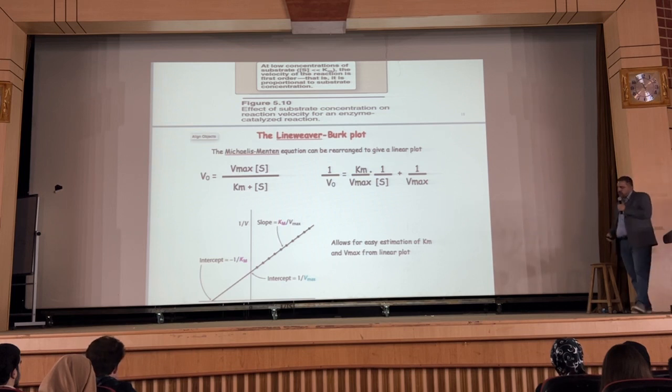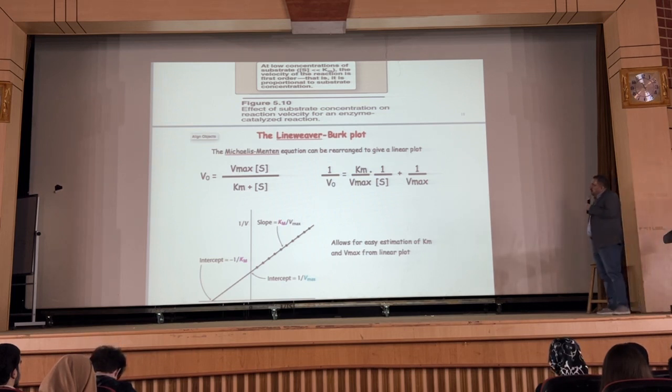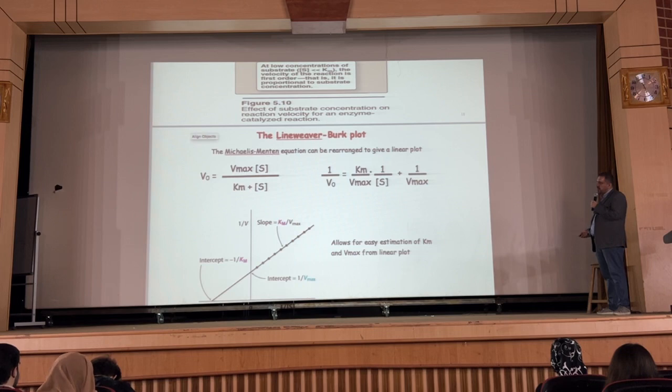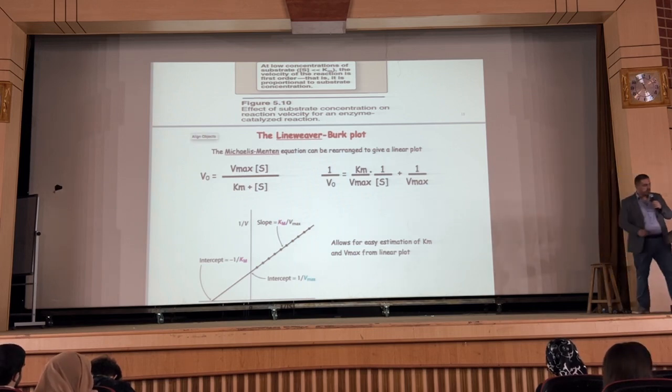The easier way is to plot the Michaelis-Menten equation in order to make a plot, and from this curve, it's not a curve, it's a plot straight line, we can estimate, we can measure the Km and the Vmax and the concentration of the substrate.